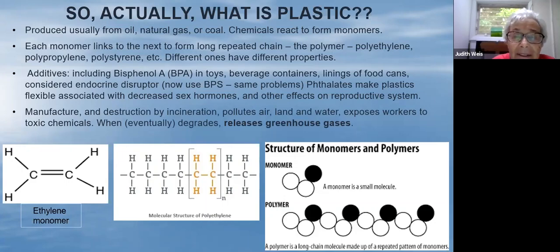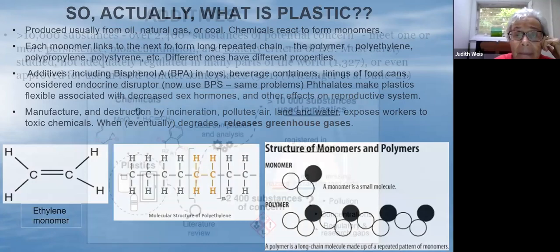The manufacture of plastic and its destruction by incineration pollutes the air, land, and water, and exposes workers to toxic chemicals. And when the plastic eventually degrades, which may be hundreds of years, it releases greenhouse gases. So we've got pollution coming at all stages in the whole life cycle of plastic.